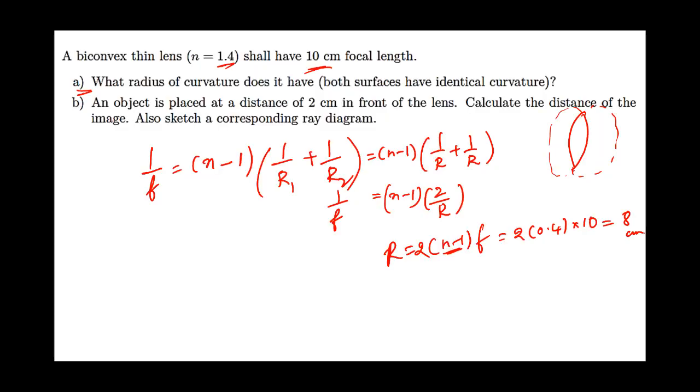right? So for the next part we have to draw the diagram. So you have the biconvex lens here, and an object is placed 2 centimeters in front of the lens. So you are given the object is placed here, and this is 2 centimeters.